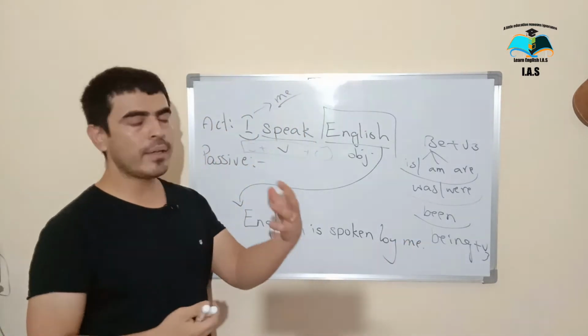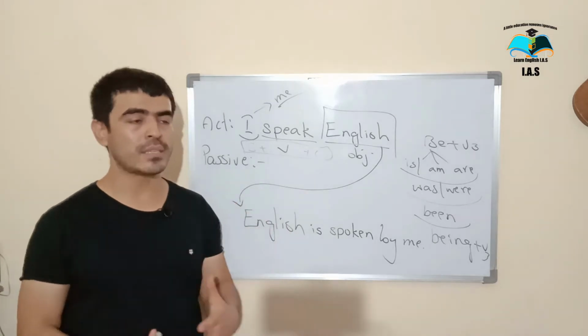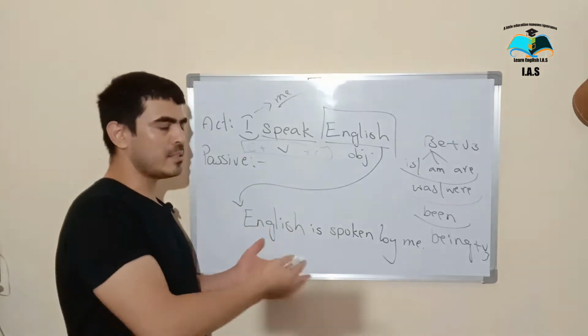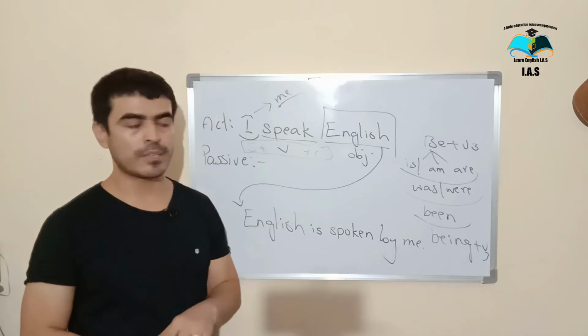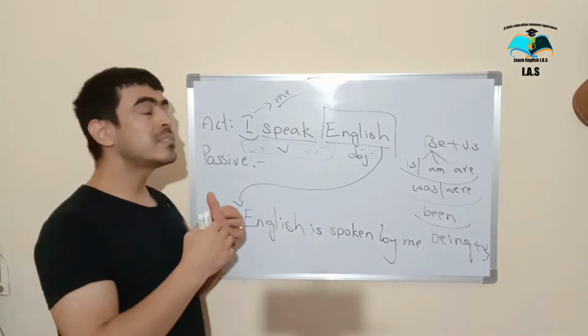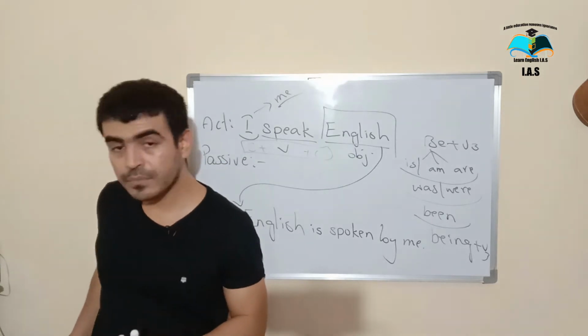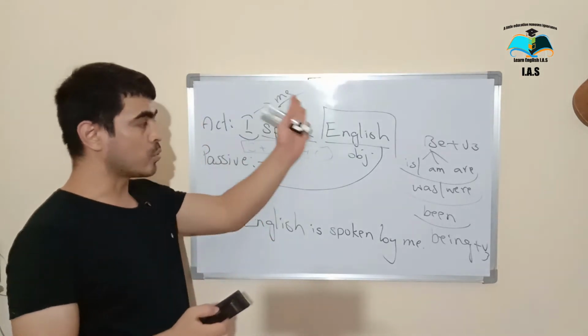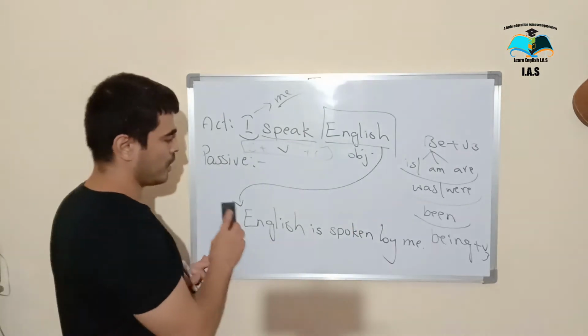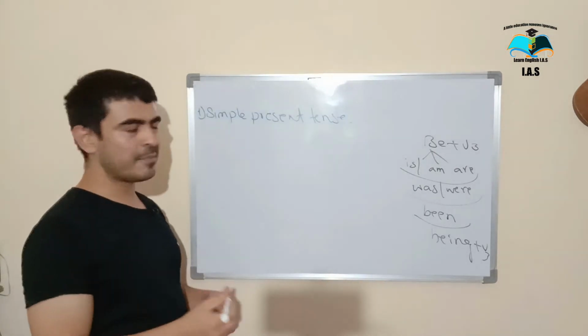Okay, so how can we change an active sentence to passive? We can bring some changes in our sentence. Now let's change the tenses, right? We'll start from simple present tense. But you have to keep the rules in mind. Don't forget the rule. The first tense is simple present tense. Let me give you some examples.